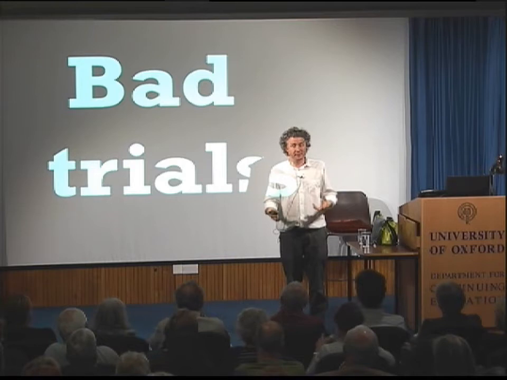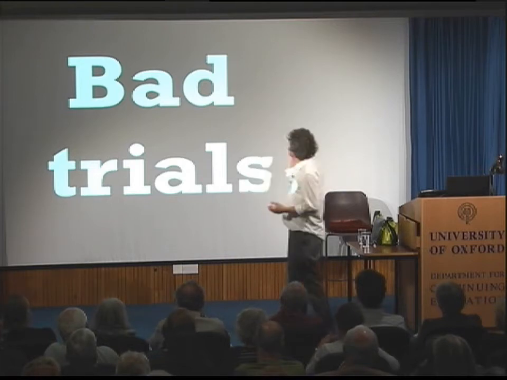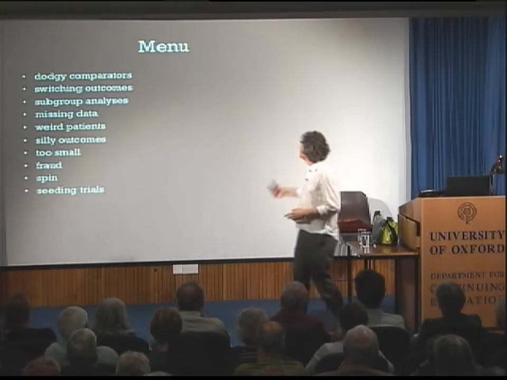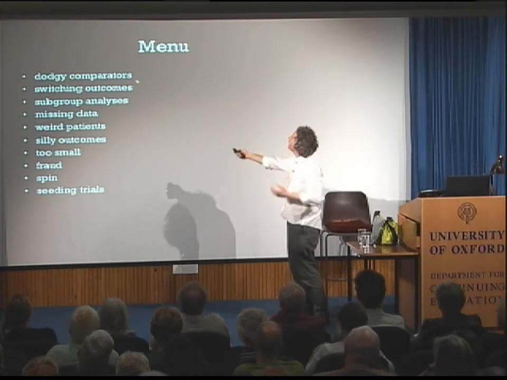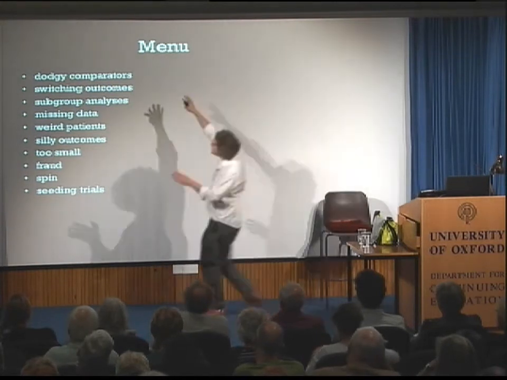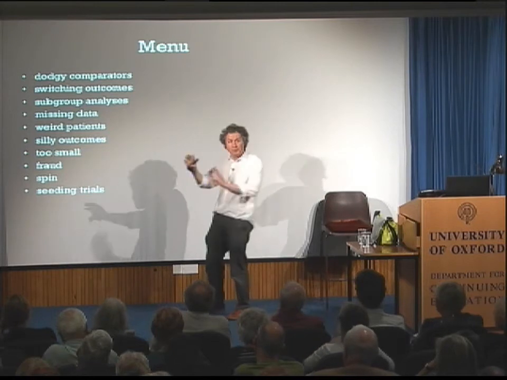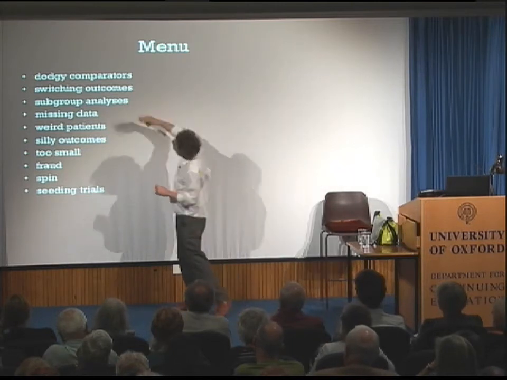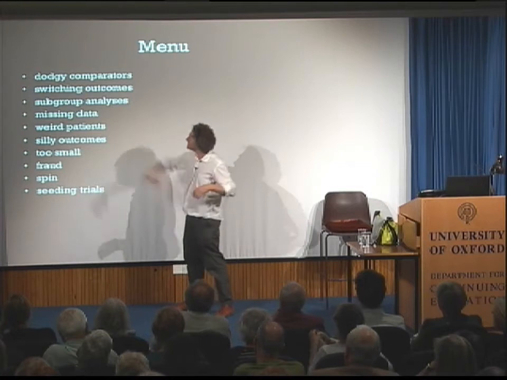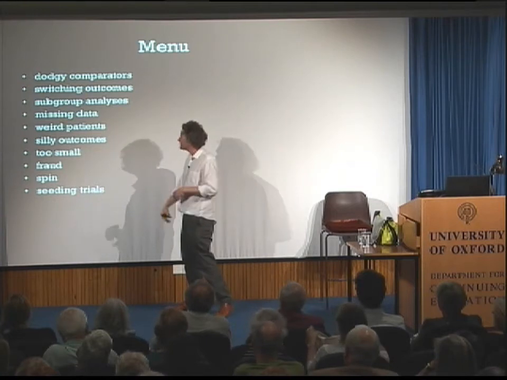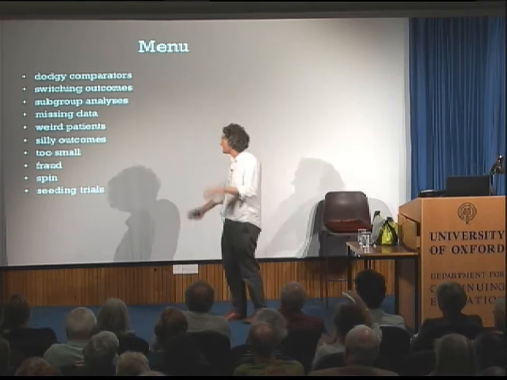We were talking about methodological flaws in clinical trials. So, here is a list of the stuff we're going to go through. We're going to go through dodgy comparators, comparing things with other treatments that aren't very good in order to make your new treatment look fabulous. People switching primary outcomes, dodgy subgroup analyses, missing data, weird patients, silly outcomes, trials that are too small, trials that are subject to fraud, spin, and seeding trials.